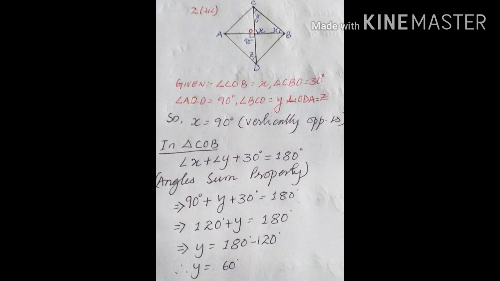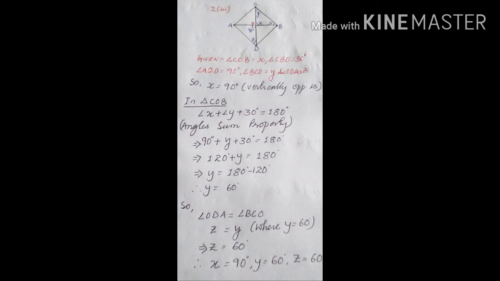Now next we have to find out Z. For the Z, angle ODA equals angle BCO, we will get the same. Angle ODA means Z, angle BCO means Y. So Z is equal to Y, whose value we know is 60. Therefore, Z is equal to 60 degrees. At the end, therefore, X is equal to 90 degrees, Y is equal to 60 degrees, and Z equals 60 degrees. Clear? Now you can do question number 4 and 5 yourself.